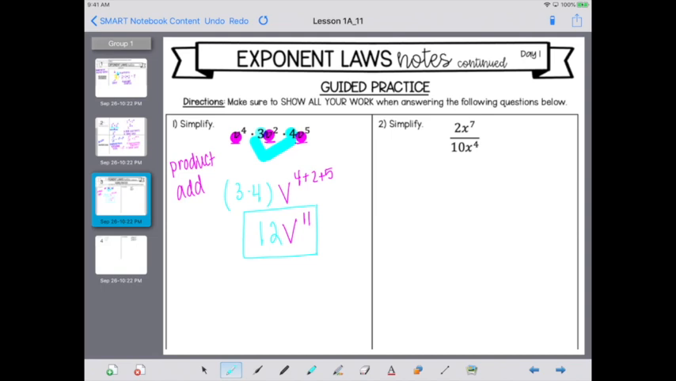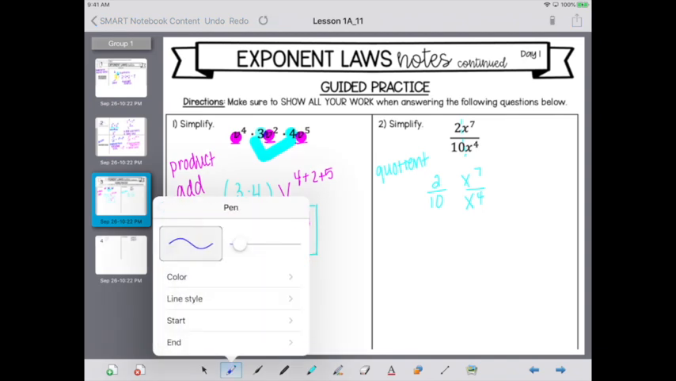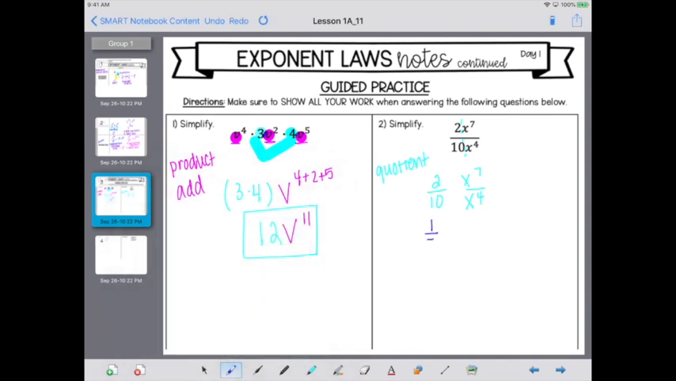Number 2, we have division. So this is our quotient rule. With our quotient rule, what I like to do is separate our coefficients. We have 2 over 10, and then x to the 7th over x to the 4th. So what we have here is 1/5 if we simplify, and then we have x to the 7 minus 4, which is x to the 3rd power.